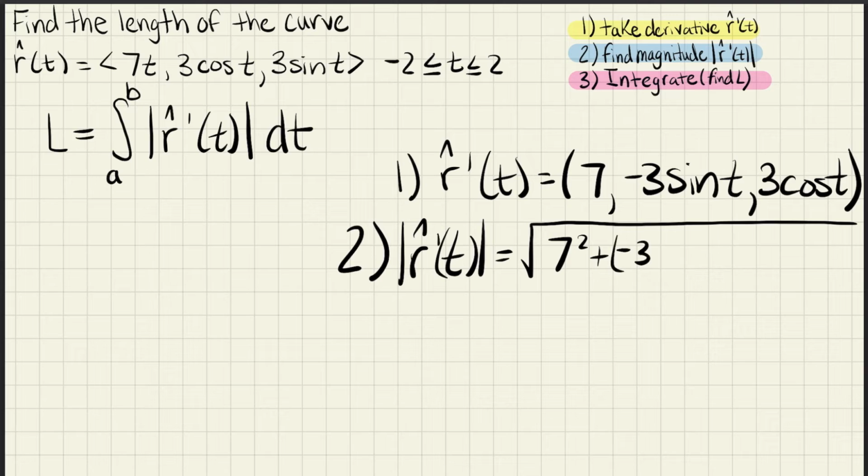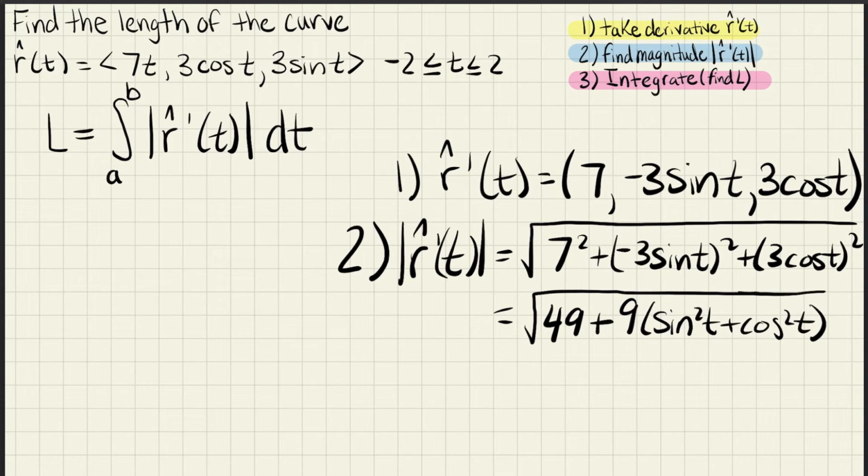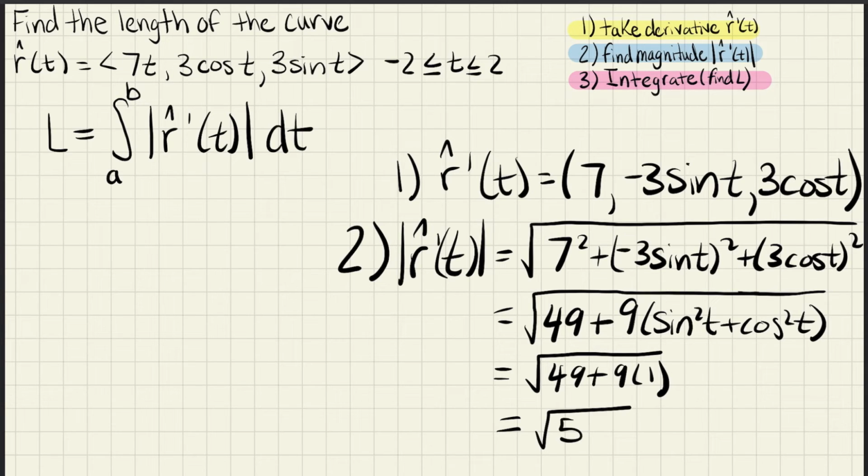So we'll have 7 squared plus -3 sine t squared plus 3 cosine t squared. Alright, so now that we're squaring them, you might notice that we have a trig identity in here that we can utilize. So let's go ahead and group sine squared t and cosine squared t and bring the 9 out. We're going to bring that 49 and that 9 down. And the trig identity of sine squared t plus cosine squared t is going to give us 1, so it's 49 plus 9 times 1, which will give us the square root of 58 as our magnitude.